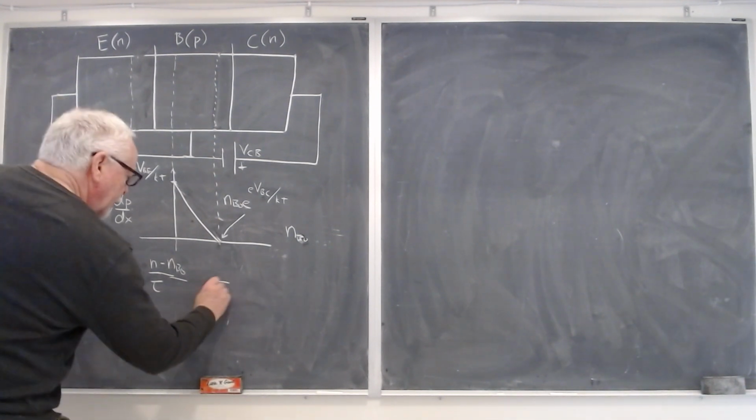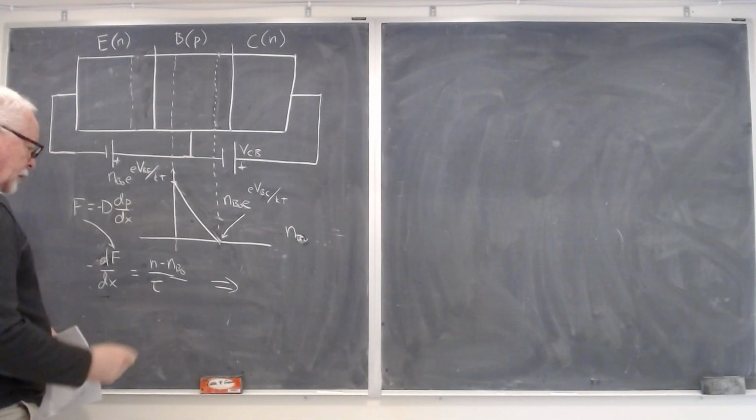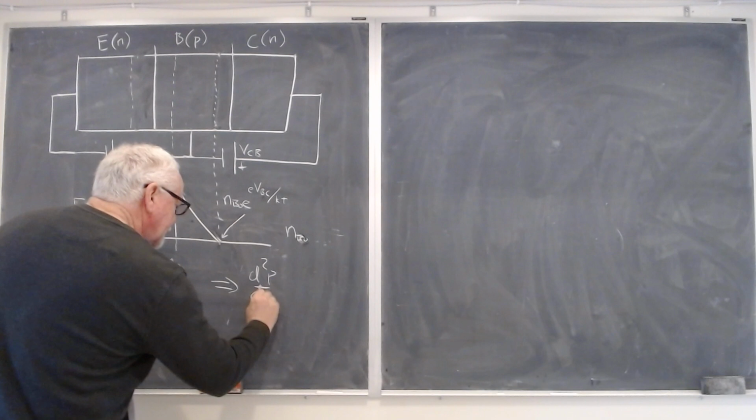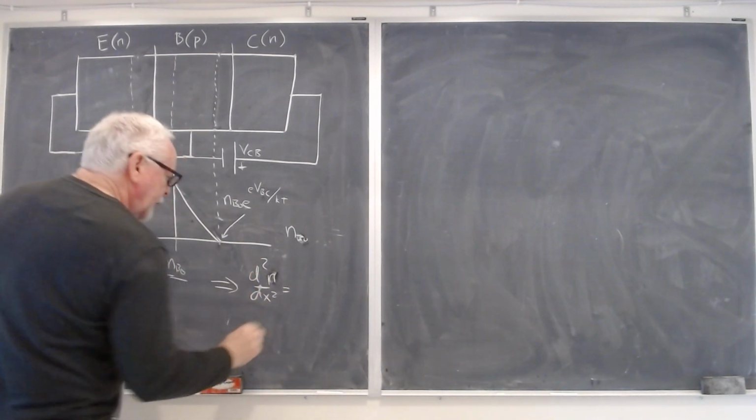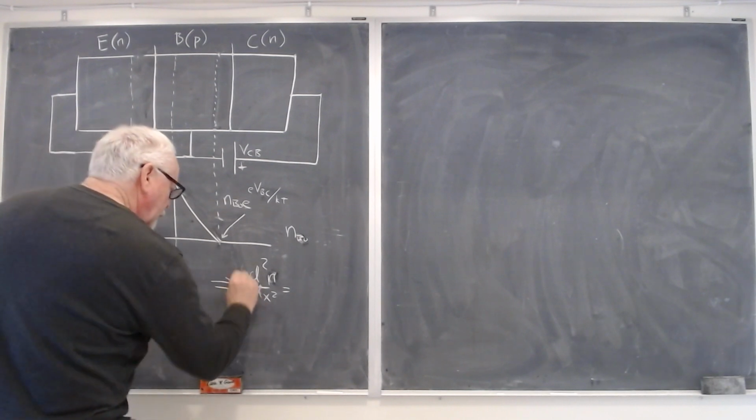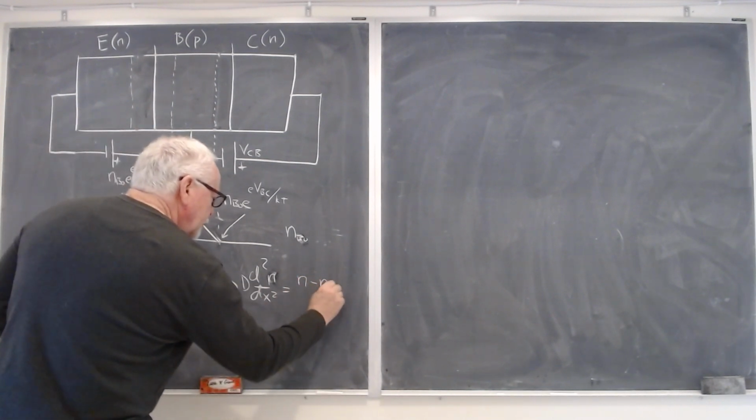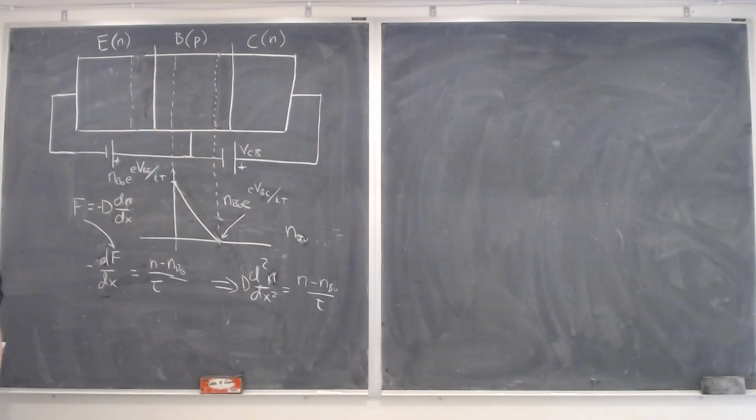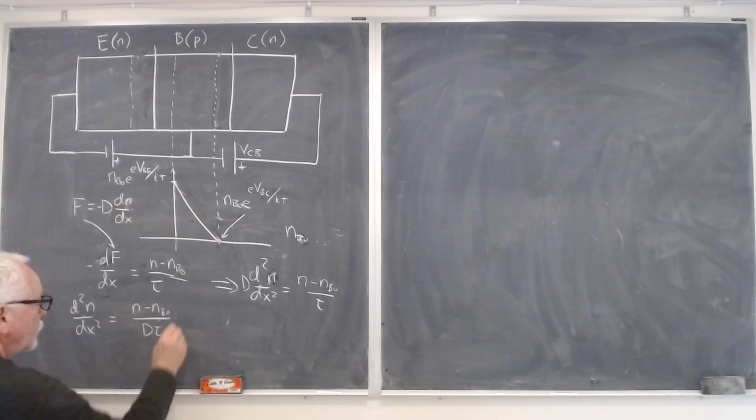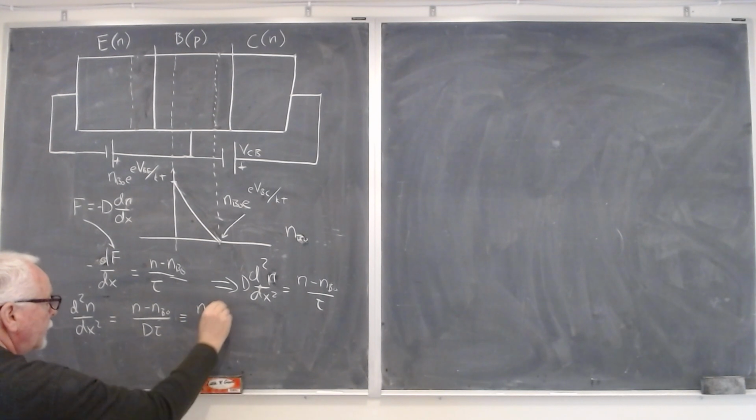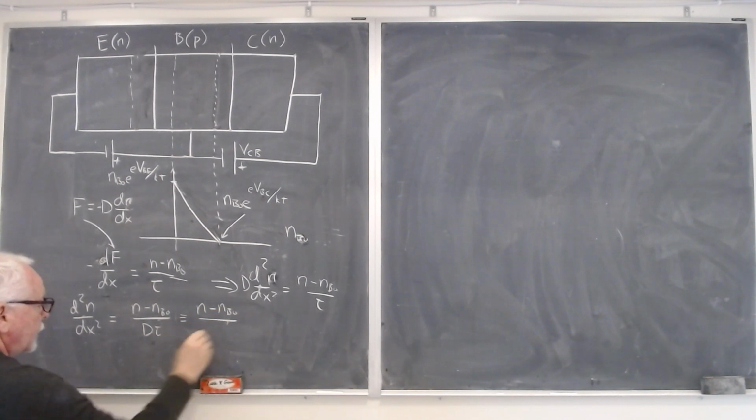If we continue to write that and plug in, we get that d squared n dx squared is equal to n minus n_b0 over D tau. And we define D tau as L squared.